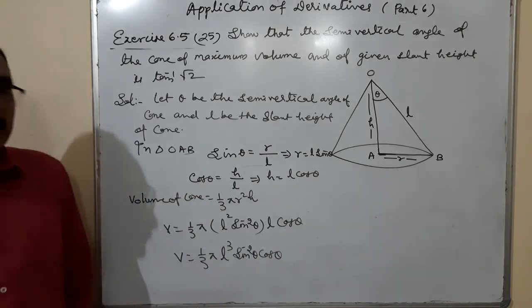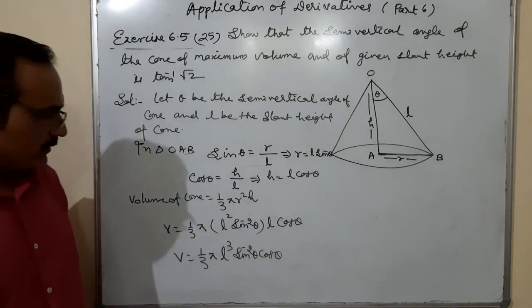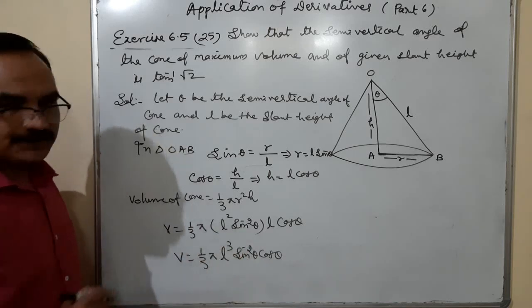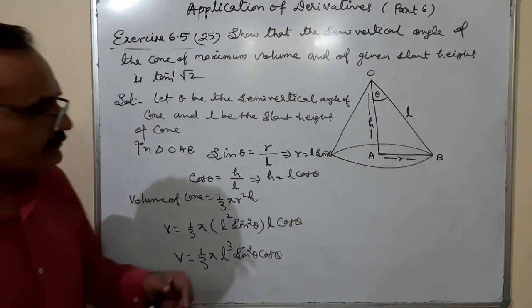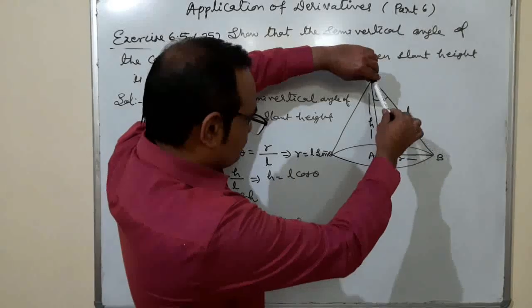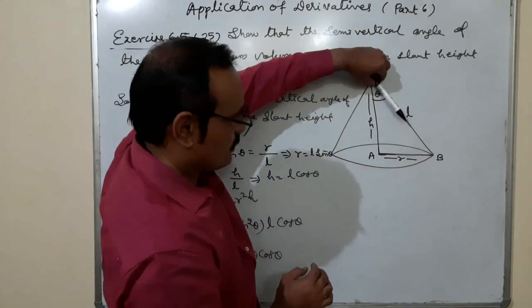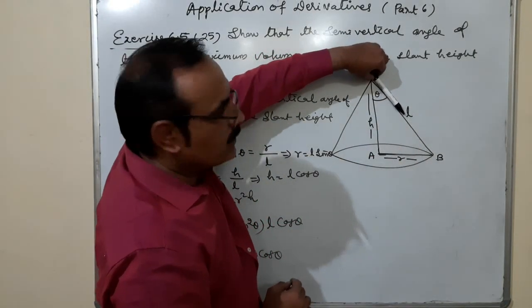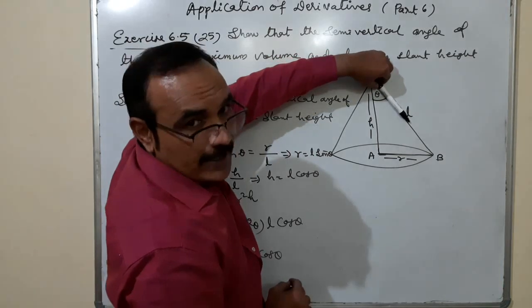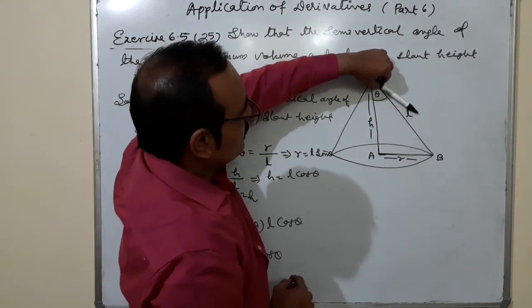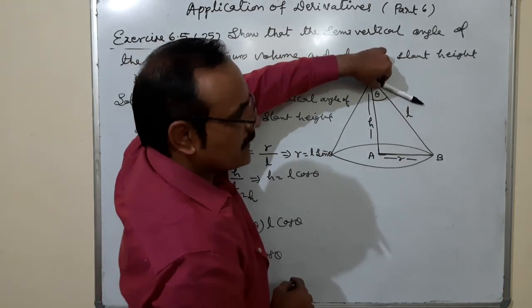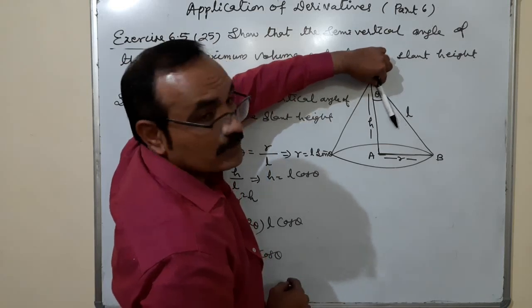Now here, one thing: what is the variable here? L, theta. This is a cone. When we are going to find the maximum volume, because the slant height is given, we can turn the slant height upside or turn the slant height to the downside.